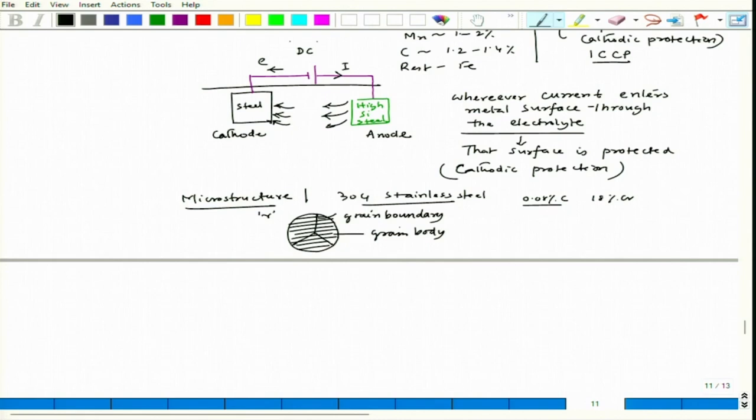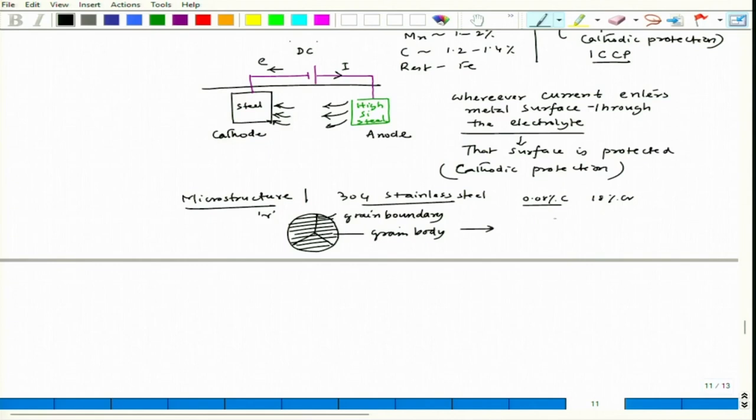But if there is a change in the processing, let's say during welding of two blocks or two plates of 304 stainless steel, if we use slow cooling after you finish your welding, and this welding requires going to the molten state, and you cool it slowly, between around 450 to 700 degrees Celsius, there could be a possibility of chromium carbide precipitation along the grain boundary. Okay. So now this structure changes if we slowly cool after you weld it. The same microstructure will change, and chromium carbide will form along the grain boundary.